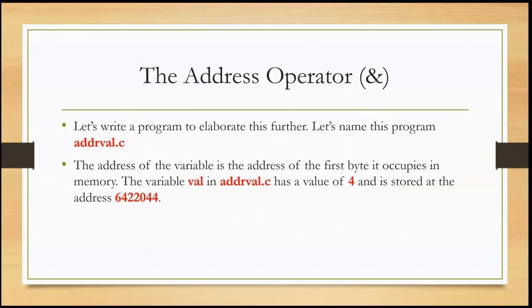Let's write a program to elaborate this further. Let's name this program addrval.c. The address of the variable is the address of the first byte it occupies in memory. The variable val in addrval.c program has a value of 4 and is stored at the address 6422044.